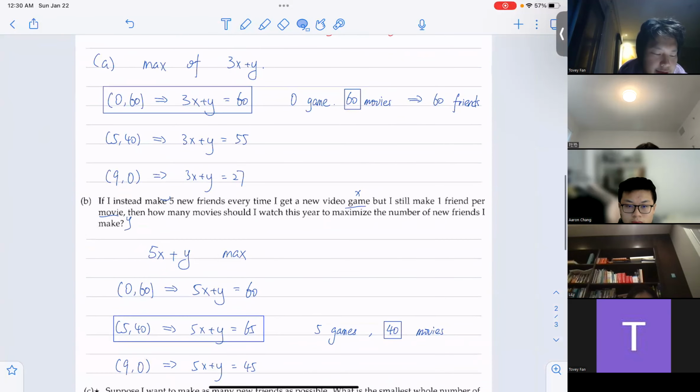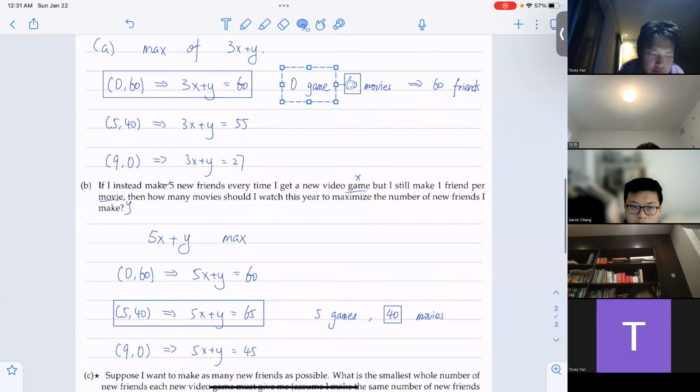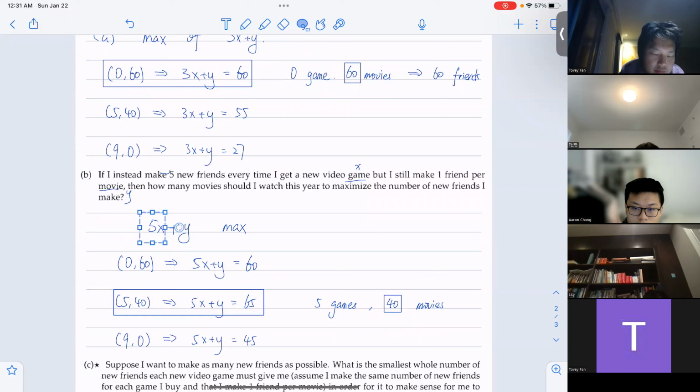Recall that in question A, if I can make 3 friends for each game and only 1 friend for a movie, then I should choose the first situation, which means that I shouldn't play any game this year to make the most friends, right? In question B, notice that the number of friends with each game is increased from 3 to 5.